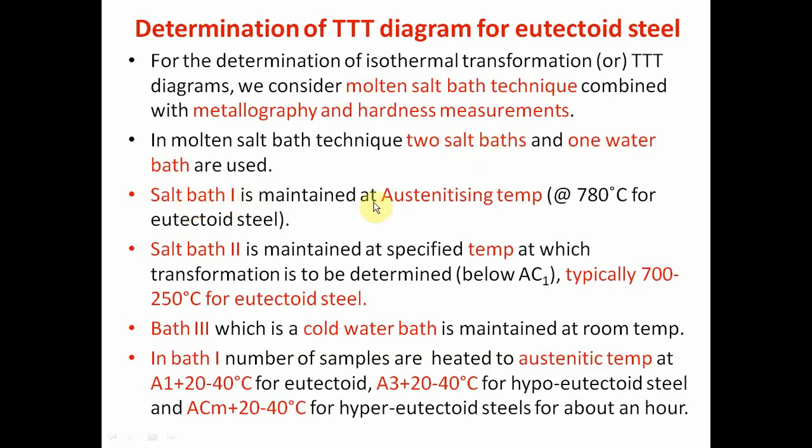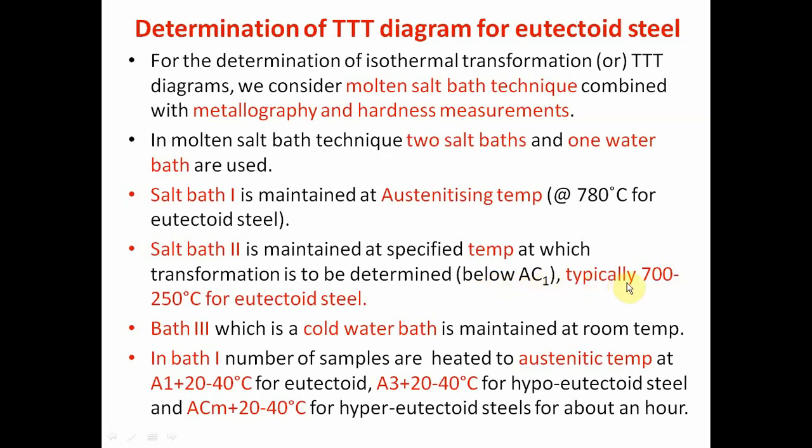Salt bath 1 is maintained at austenitizing temperature, for example at 780 degrees Celsius for a eutectoid steel. Eutectoid temperature is the A1 temperature. So to ensure a complete austenitic structure, we maintain the salt bath 1 temperature above 723 degrees Celsius, that is at 780 degrees Celsius. Then salt bath 2 is maintained at the specific temperature at which transformation is to be determined. Normally these temperatures are below the AC1 temperature or lower critical temperature.